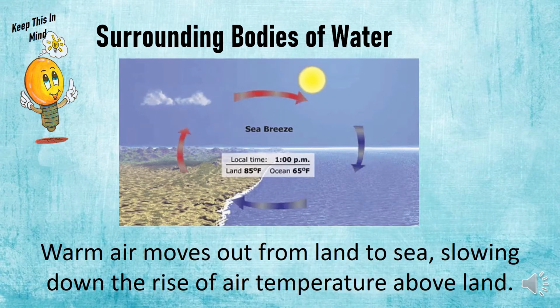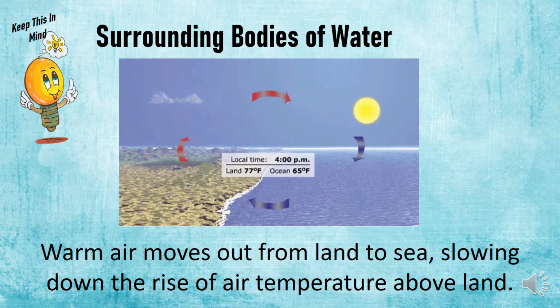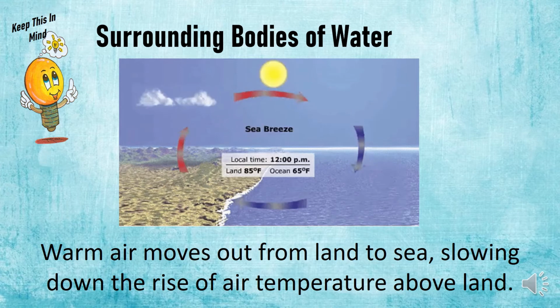Warm air moves out from land to sea, slowing down the rise of air temperature above land. Because soil heats up faster than water, air temperature above the sea is lower than above ground during daytime. Thus, places without a body of water nearby tend to have higher air temperature during daytime. At night, soil cools down faster than water, so the air temperature above ground is lower than that above the sea. Warm air then flows from the sea to land, so the drop in air temperature above ground is moderated.